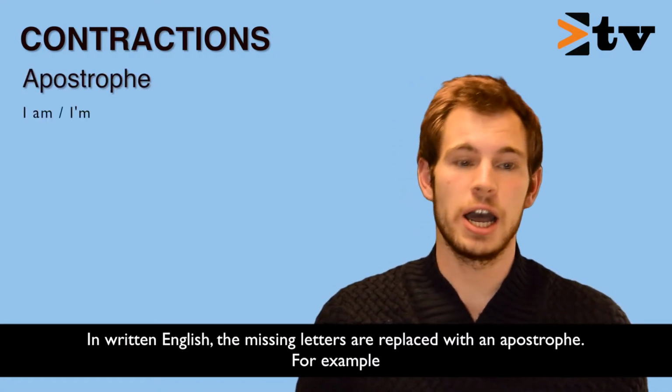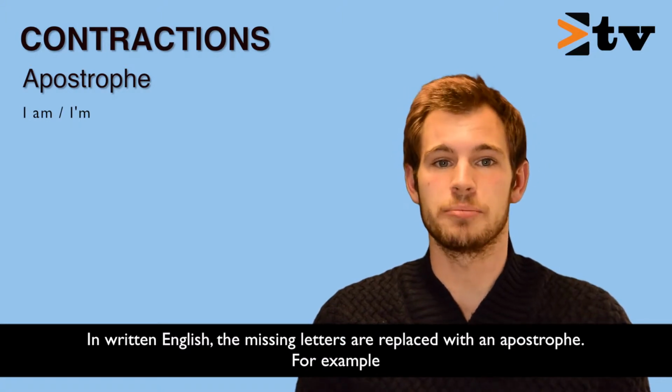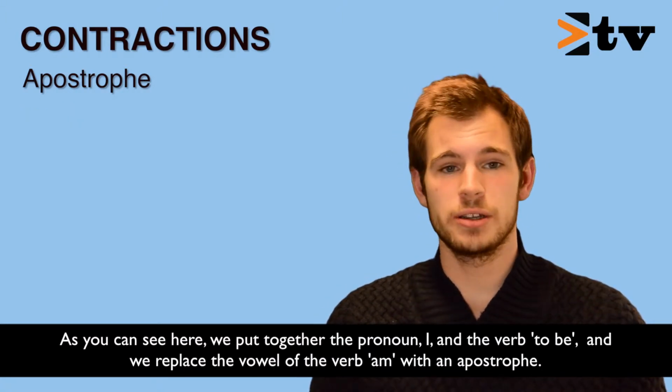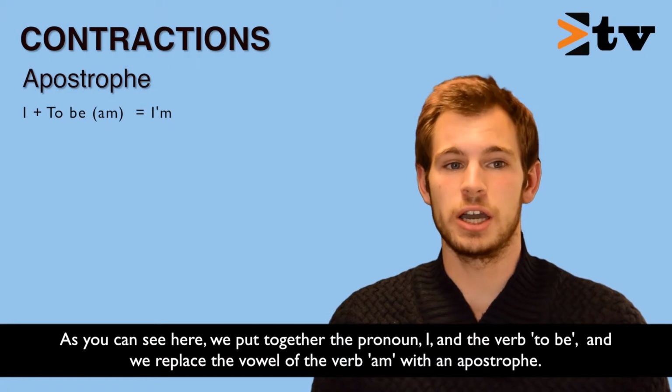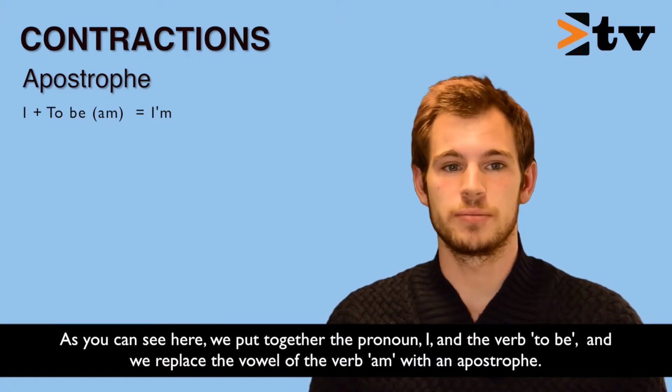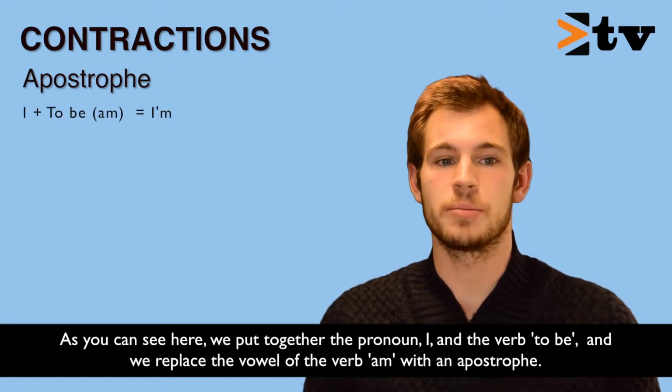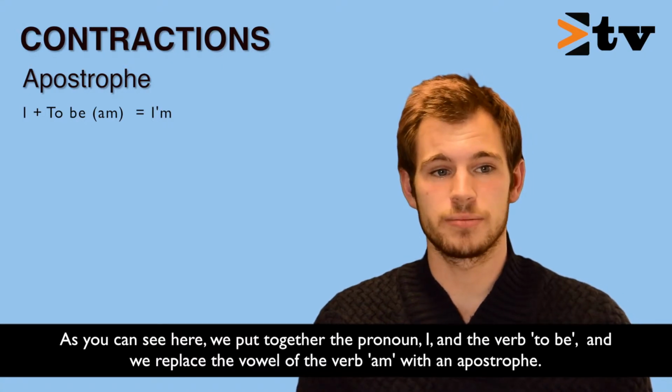For example, I am changes to I'm. As you can see here, we put together the pronoun I and the verb to be. And we replace the vowel of the verb am with an apostrophe.